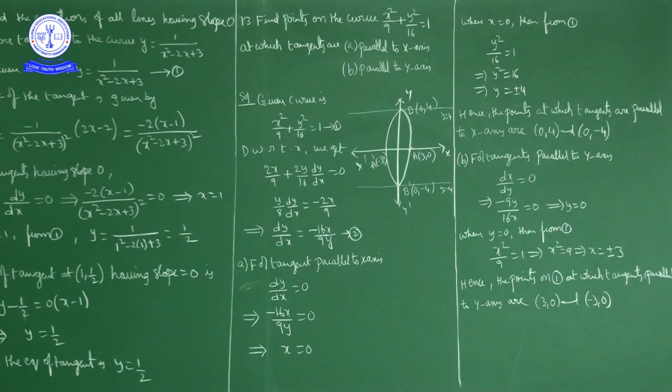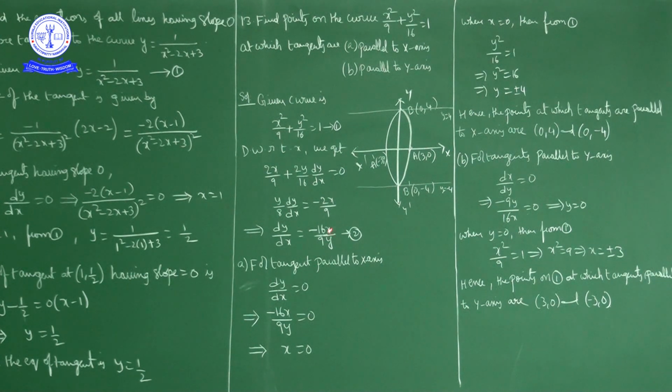Okay. Here, the given curve means an ellipse, x squared upon 9 plus y squared upon 16 is equal to 1. We have to find points on the curve where tangents are parallel to x axis and tangents parallel to y axis. First of all, find dy by dx. dy by dx is equal to minus 16x upon 9y. Okay, for tangents parallel to x axis, dy by dx equal to 0.